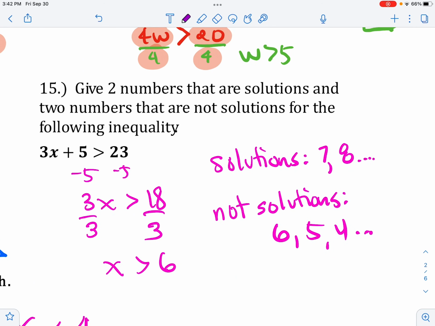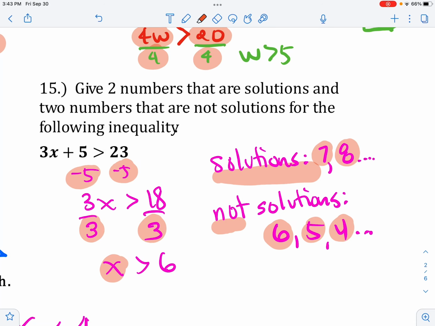On 15, it says give 2 solutions and 2 non-solutions for each of the following inequality. So first I have to solve for that. I subtract 5 from both sides and divide by 3, getting x is greater than 6. So solutions would be greater than 6, including 7, 8, 9, a million, whatever. And non-solutions would be things that are 6 or less, right? So 6 is not a solution, it has to be bigger than 6. So we could put 6 there, or 5, or 4, and so forth.